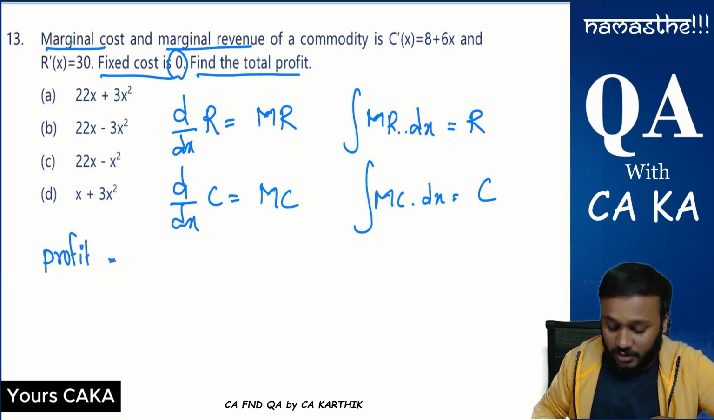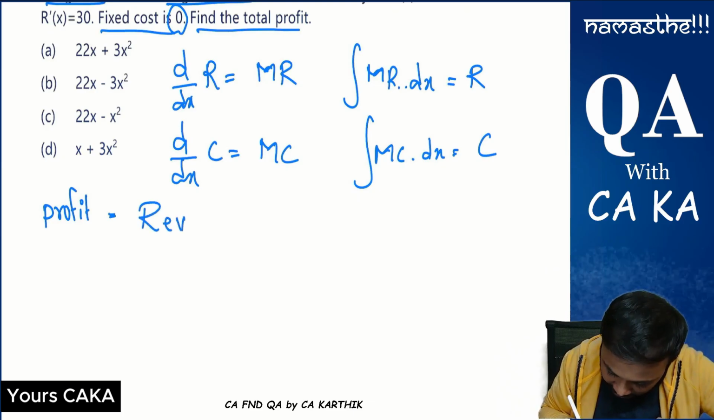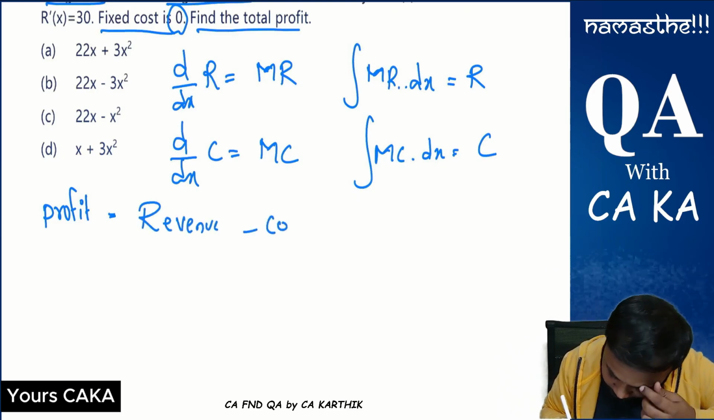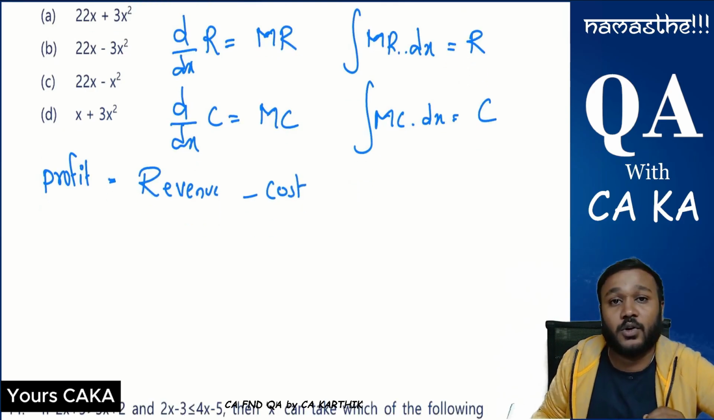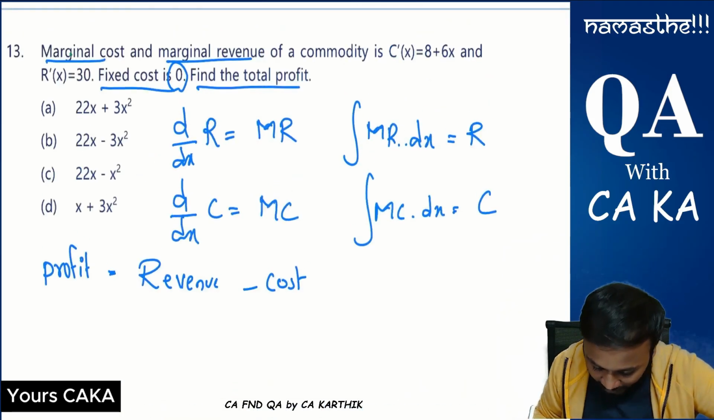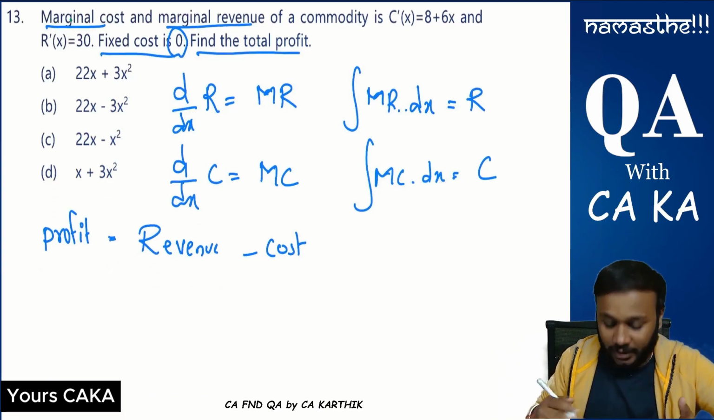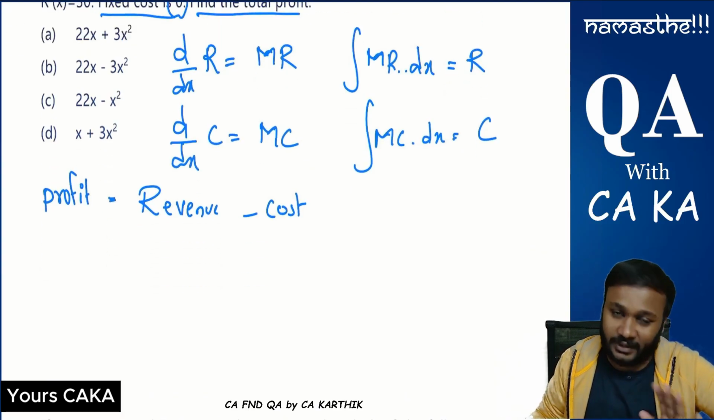Now, what is profit? It is nothing but revenue minus cost. Revenue minus cost is the profit. But if you see here, we don't have the revenue or cost. We have marginal revenue and marginal cost. We can solve this, and simply we need to do integration, right?